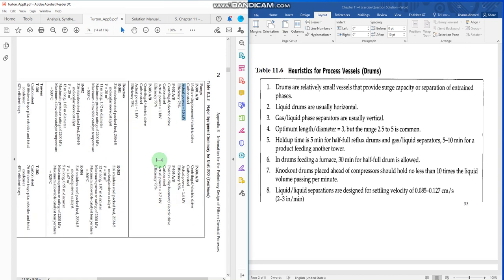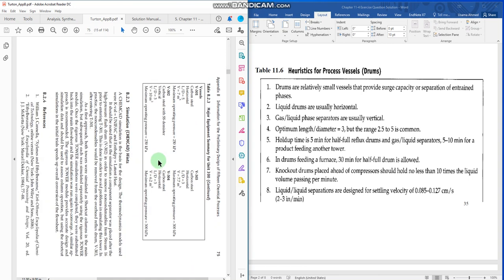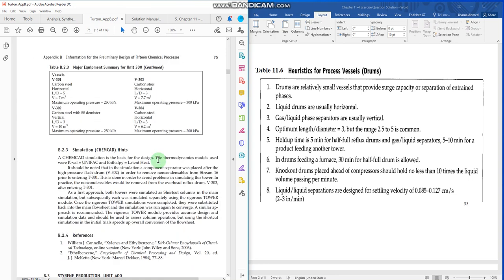Let us see where we have the vessel here. Now here, vessel 302, you can see this one, carbon steel with the stainless steel demister. Vertical, length by diameter ratio is 3. Volume of vessel is 10 meter cube. Maximum operating pressure is 250 kilopascal.